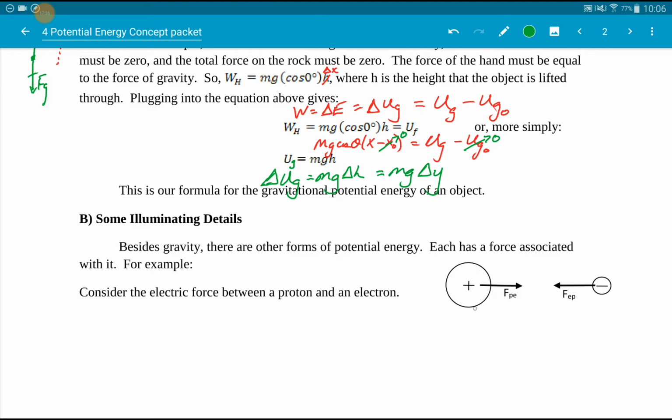For example, what if I took a proton and an electron and I put them close to each other? Well, clearly the proton would be forced towards the electron and the electron would be forced towards the proton. Notice we're using on-by statements here: this is the force on the proton by the electron, and this is the force on the electron by the proton.